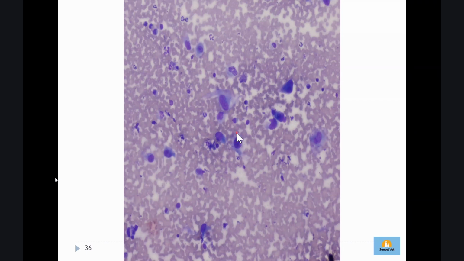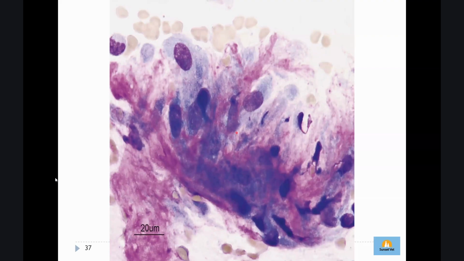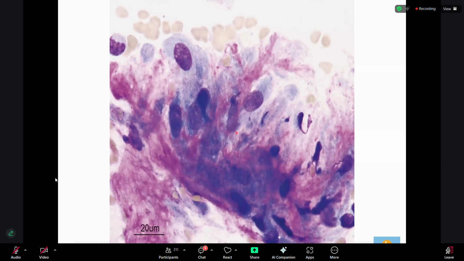Okay, let's zoom to the next one. How about this one? After we zoom in, do you think it's still epithelial? Is it mesenchymal, or I think it's more a round cell? Maybe mesenchymal. Others? Try to guess.